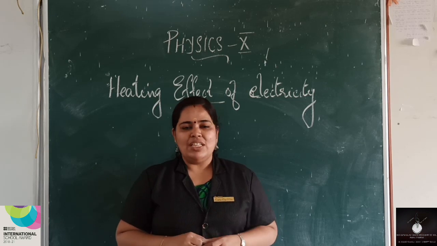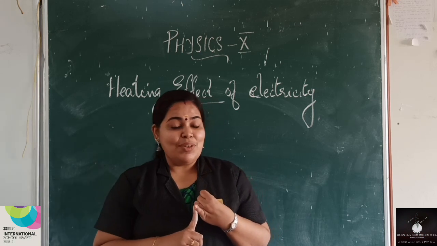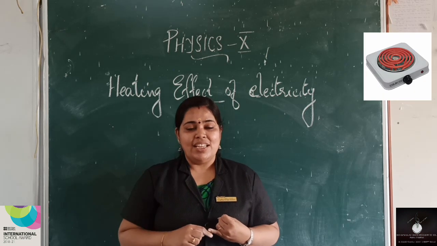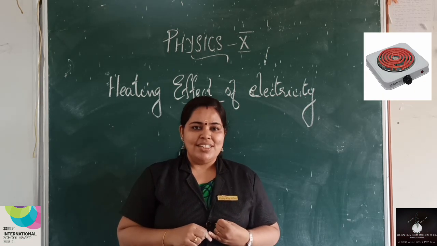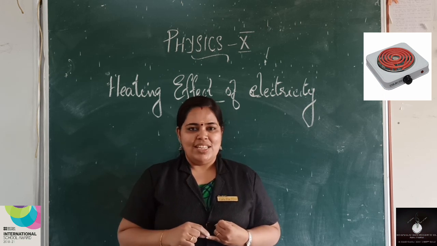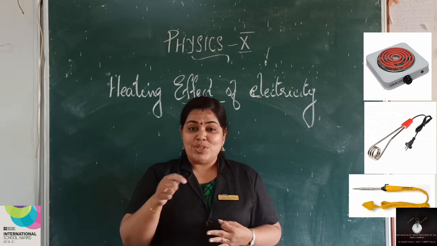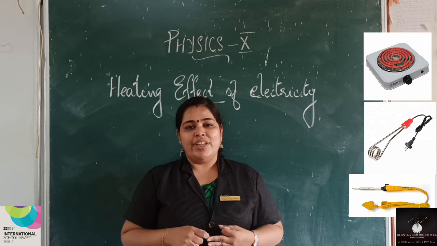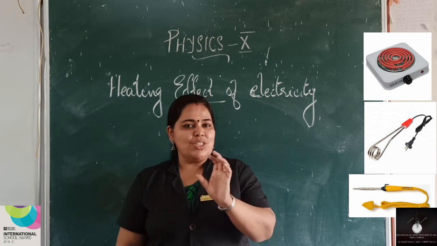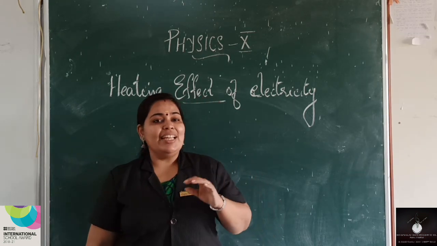So can you name some of the devices? Yes, iron box. There we are using the heating effect, isn't it? Next comes the electric heater. Have you seen an electric heater? For cooking purposes and all, we used to use that. Then electric water heater, soldering iron. For soldering things we use soldering irons. So all these devices make use of the heating effect of electric current. So first we will study about the electric heater.